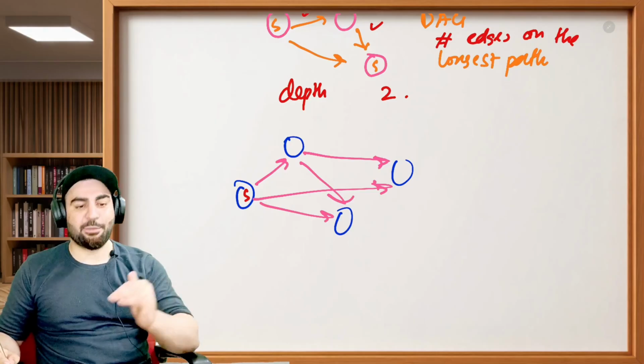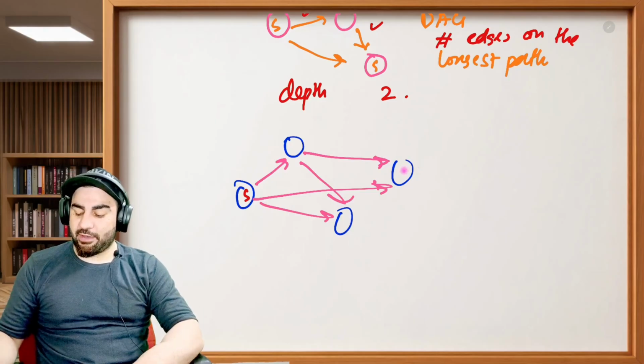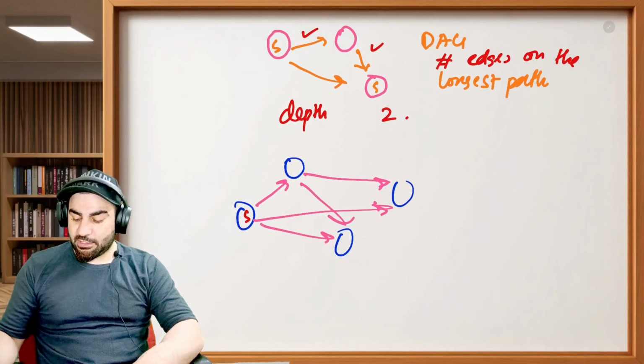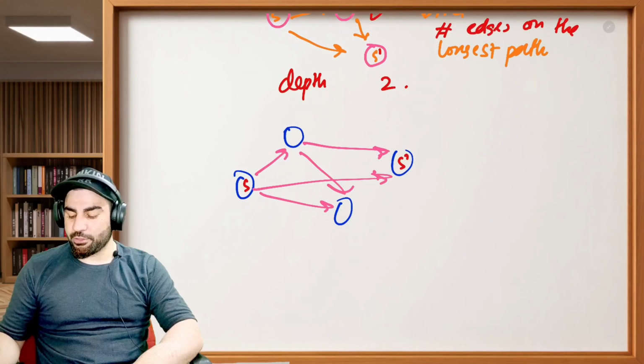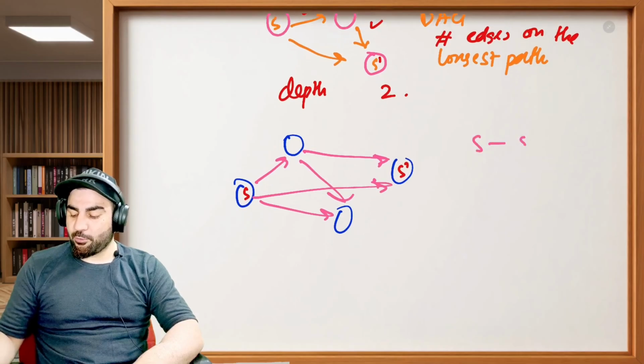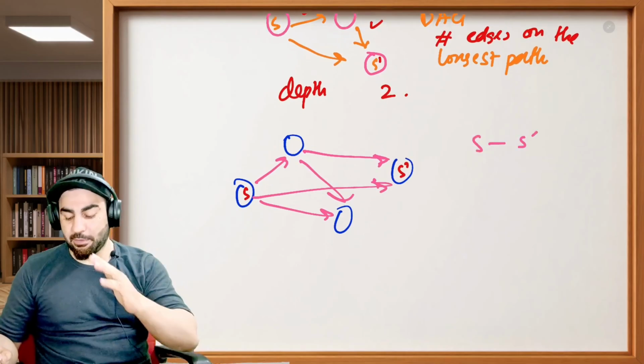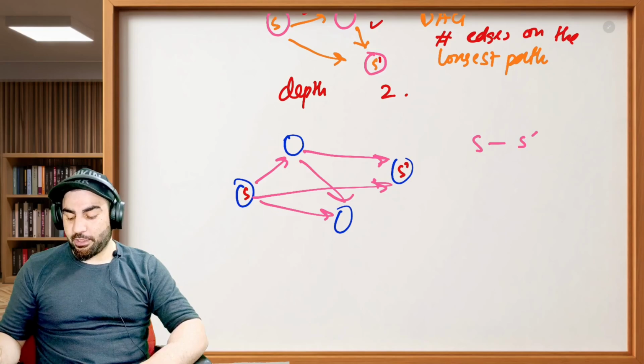A source doesn't have any incoming edge, and a sink doesn't have any outgoing edge. So this is my source, and S dash is my sink. Now what is the depth of this? We have to see, from source to sink, what is the longest path, the number of edges on that path.